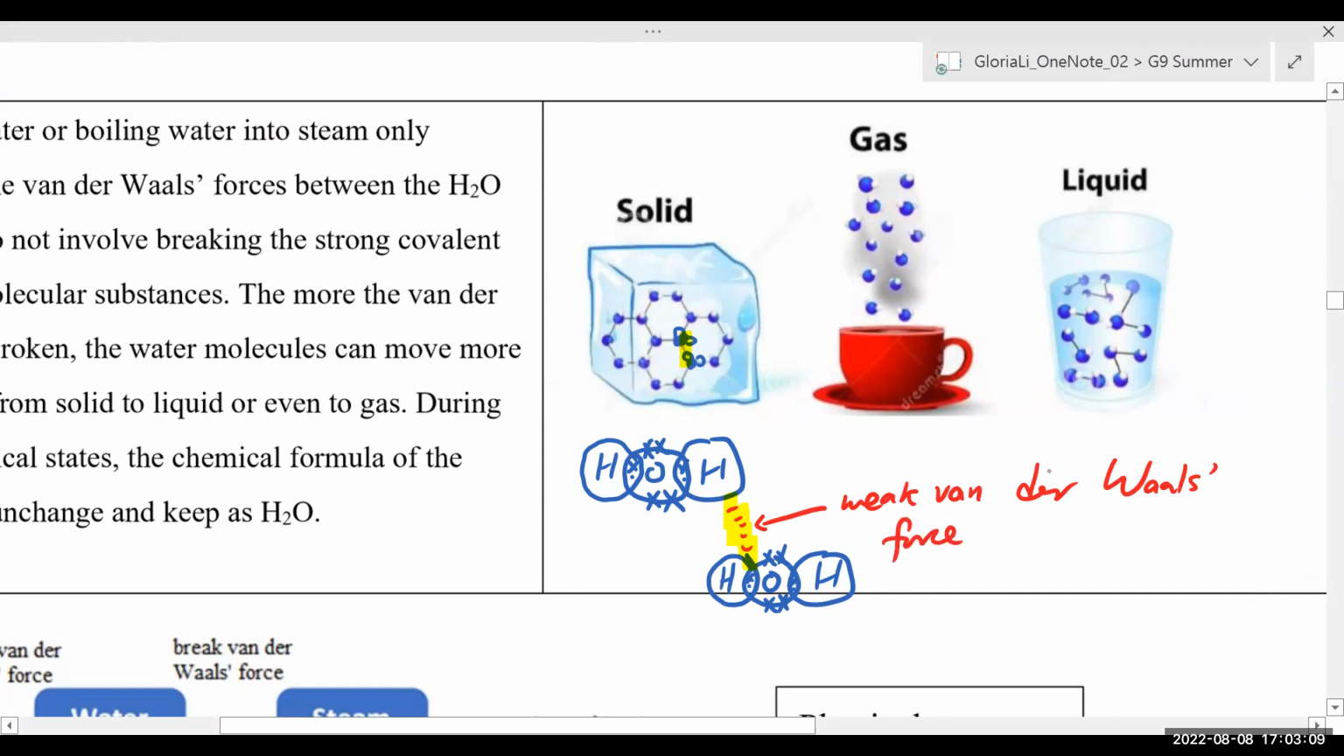Van der Waals force exists between all kinds of molecules. Keep it in mind. Let's say part of the van der Waals force is broken. So the movement of the molecules will increase, and it will change from solid to liquid. So we can say partial van der Waals force has been broken. But if almost all the van der Waals force has been broken, that means molecules can further separate away, then it will change to gas.